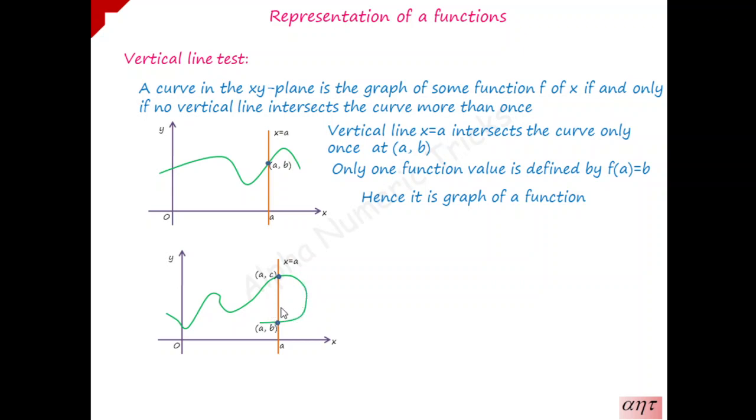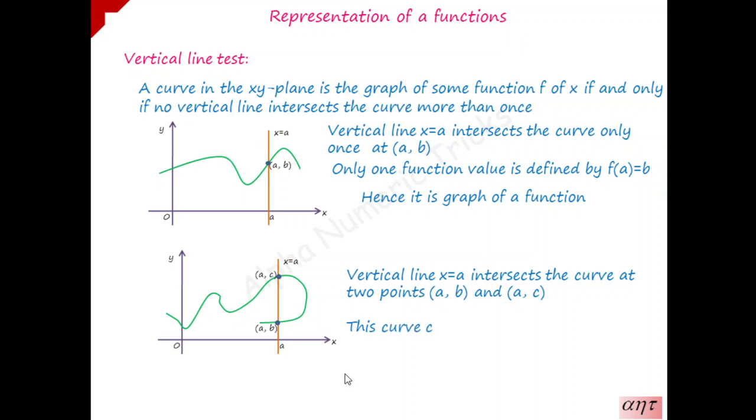So it is not a graph, because the graph condition is that the line x equals a meets the curve, or intersects the curve, at only one point, but here it touches the curve at 2 points. So (a, c) and (a, b): a is the input and b is the output here, and a is the input and c is the output here. So the vertical line x equals a intersects the curve at 2 points, (a, b) and (a, c), and this curve is not a graph of a function y equals f(x).